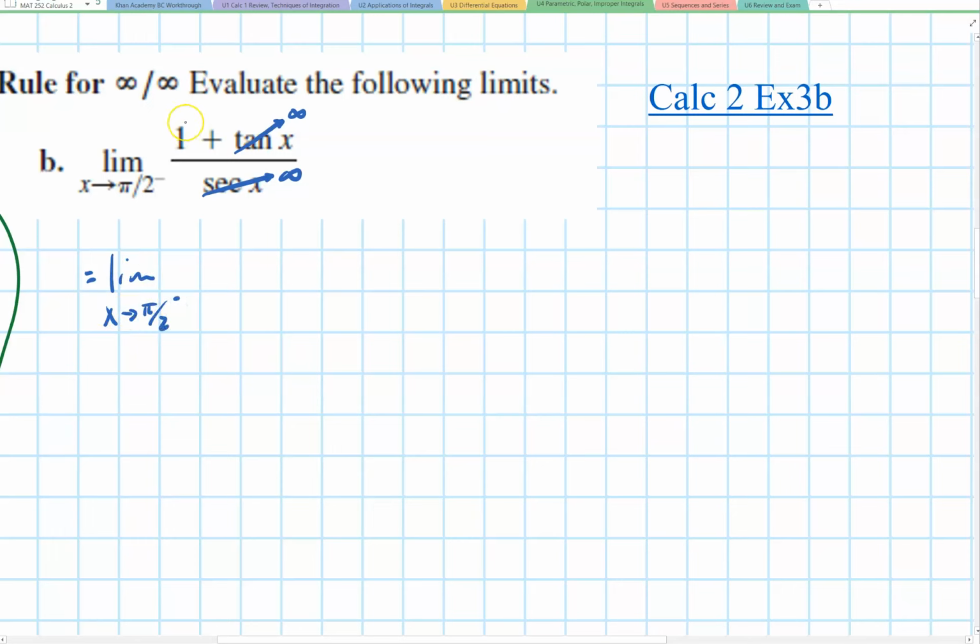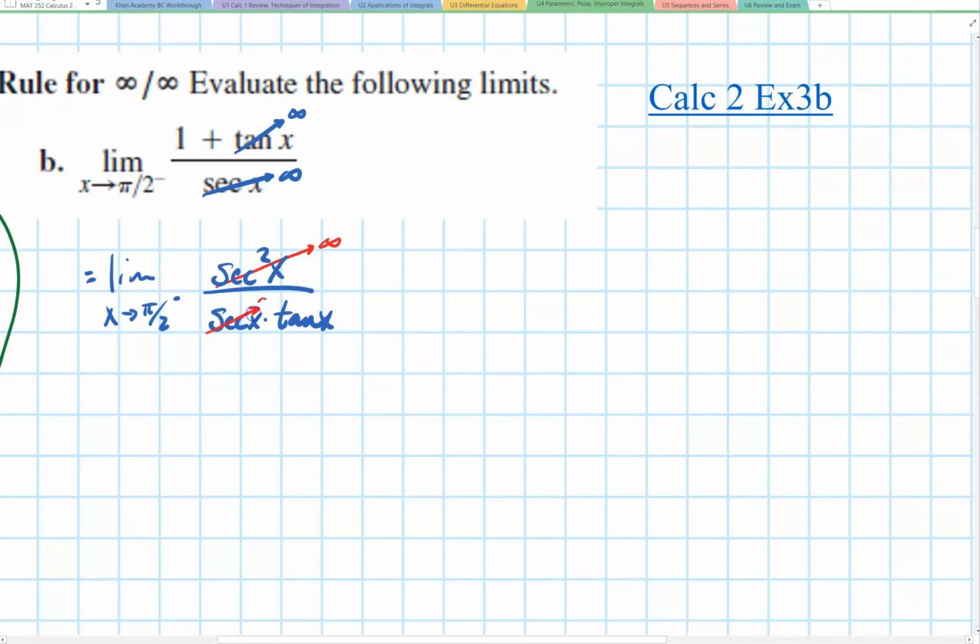Now, the derivative of 1, of course, is 0, and the derivative of tangent is secant squared. The derivative of secant squared, we've got to think back to our Calc 1 days. I'm sorry, the derivative of secant, not secant squared. The derivative of secant is secant x times tangent x. Well, if secant of x approached infinity as we approached pi over 2 from the left, then secant squared is also going to approach infinity.